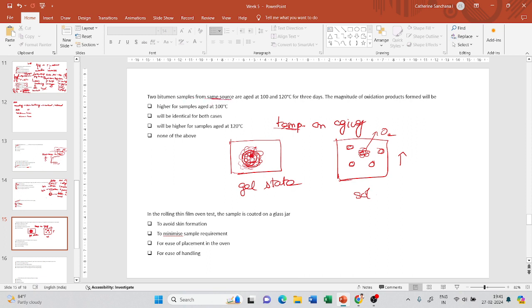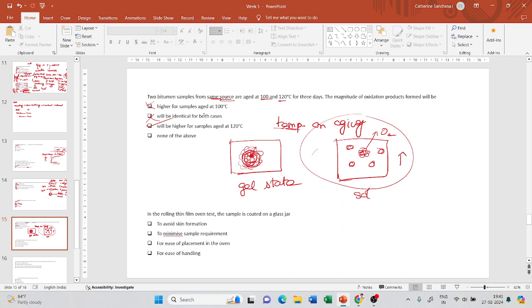So here they mentioned that the bitumen samples are from the same source, right? And they are aged at 100 and 120 degrees Celsius for 3 days. So the oxidation products formed will be more when it is aged at 120 degrees Celsius, because they have higher contact points for oxidation. So higher for samples aged at 100 degrees Celsius? No. Will be identical? No. Will be higher for samples aged at 120 degrees Celsius? Yes.